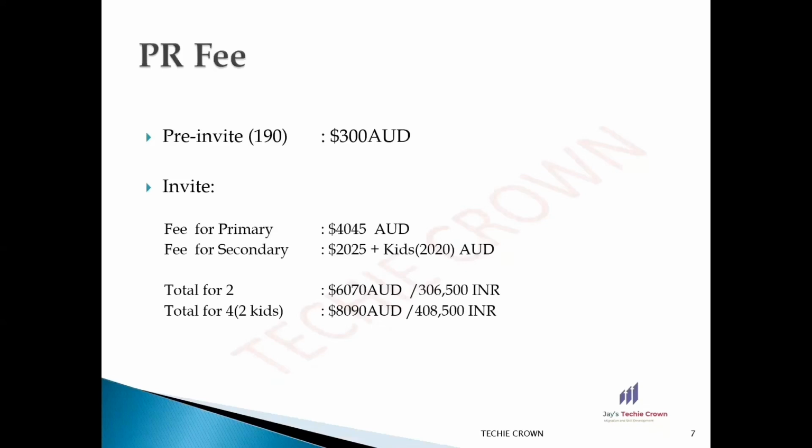And here is the fee for the invite. In case you receive an invite, then for the primary you need to pay 4045 AUD, and for the secondary it will be 2025 AUD. And for 2 kids it will be again 2020 AUD. So make sure you estimate this before you start the PR process, so that you will be ready for the funds in case you receive an invite.